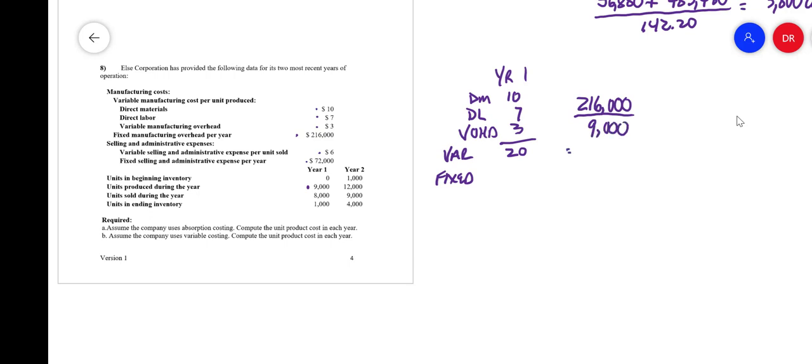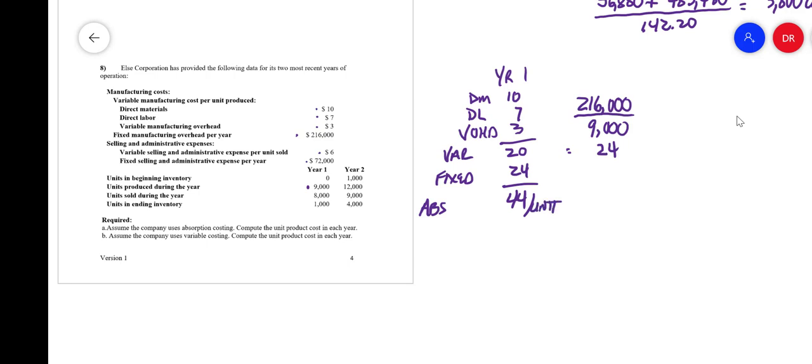So that gives us a per unit cost of 24. So over here we add $24 in to the variable costs, and we get an absorption costing per unit cost of $44.